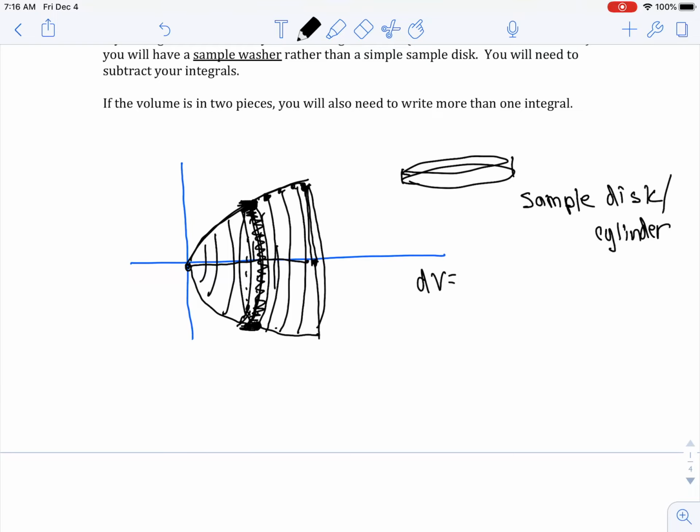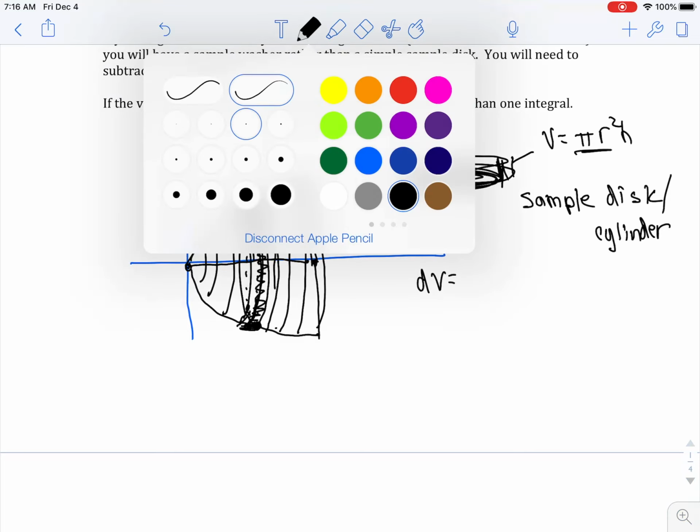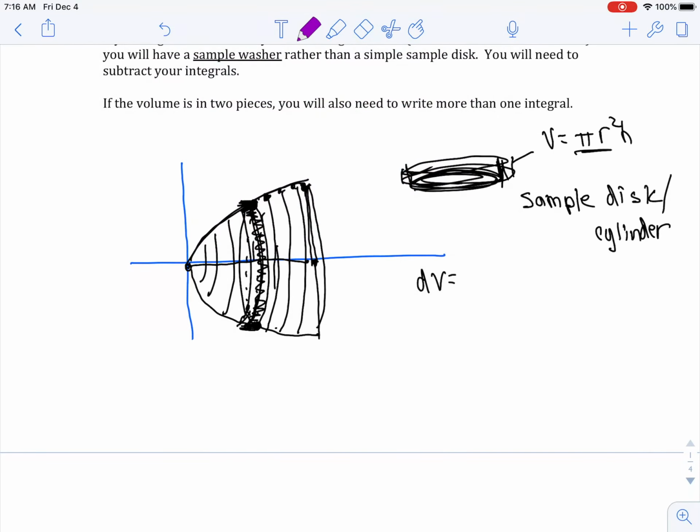If we think about it, the volume of a cylinder is pi r squared h. Pi r squared is the area of the base, and then we take that base times its height, and that gives us the volume. In this particular picture, our cylinder is sort of this way, and so the radius would go from here up to here. That would be the radius of our cylinder.